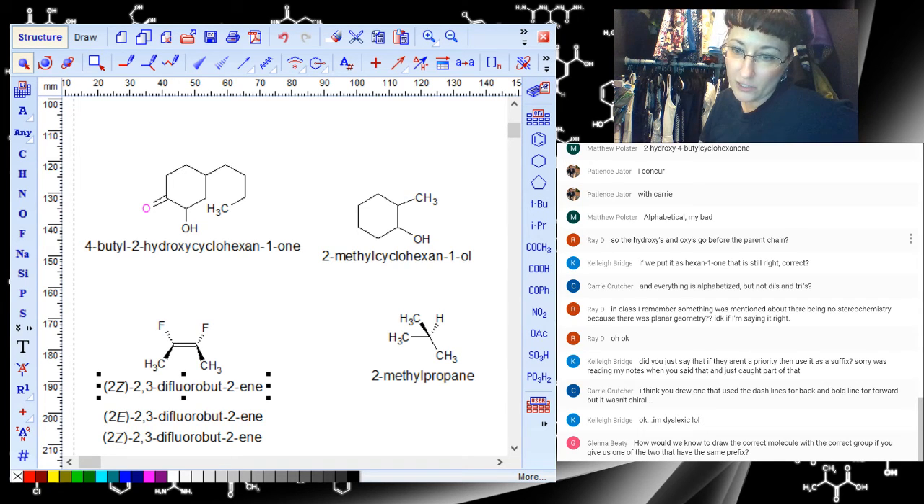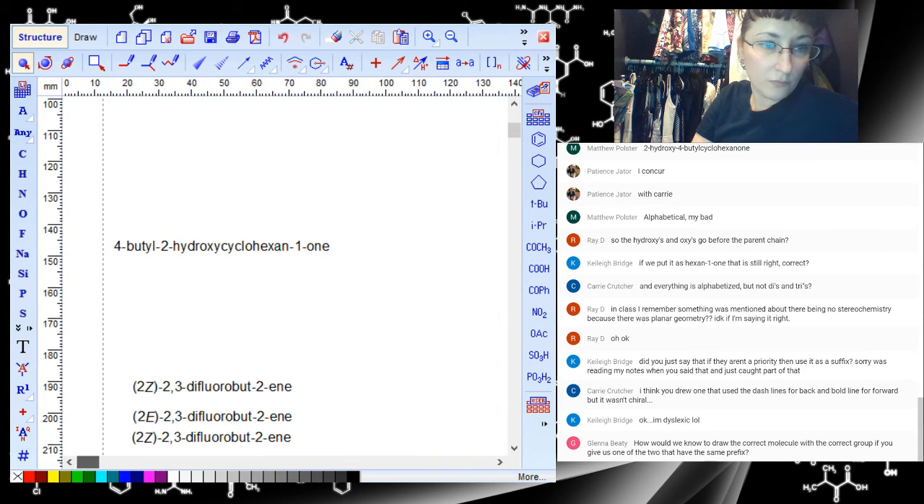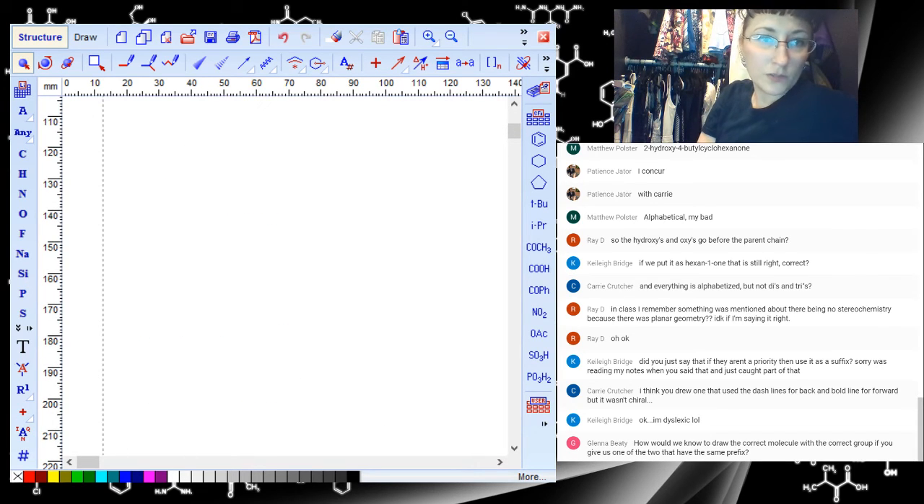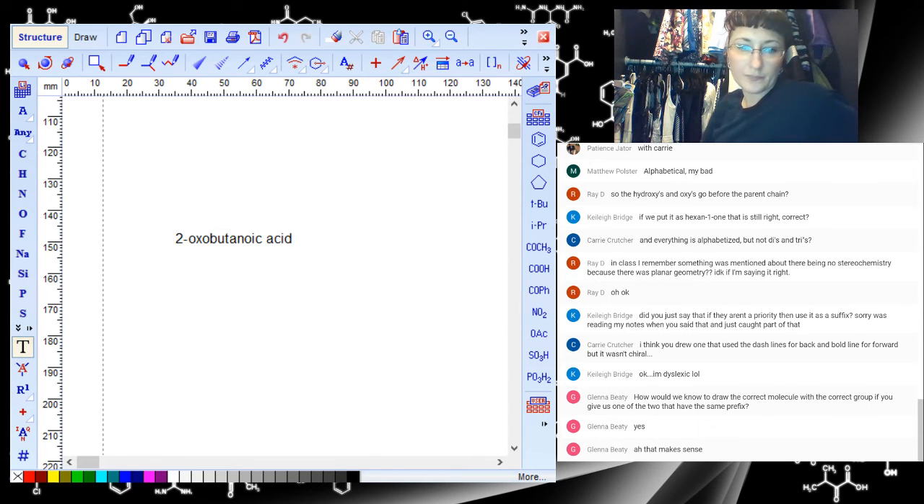How would we know to draw the correct molecule with the correct group if you give us one of the 2 that have the same prefix? Well, are you talking about a ketone and an aldehyde? You would know because of the number. So, let me delete some of this. Running out of room. So let's take a molecule, let's name something. 2-oxo-butanoic acid. Okay. Right. So 2-oxo-butanoic acid. Alright, well, I'll draw out my butanoic acid.